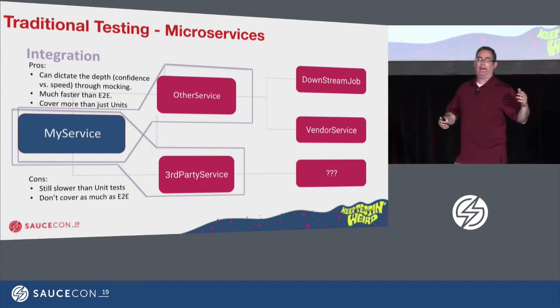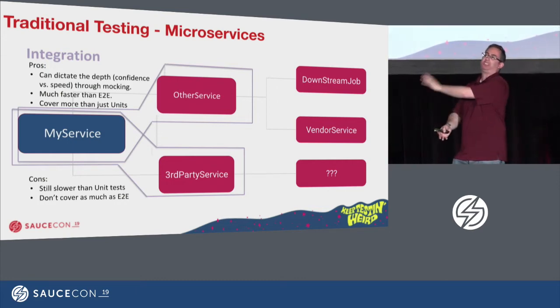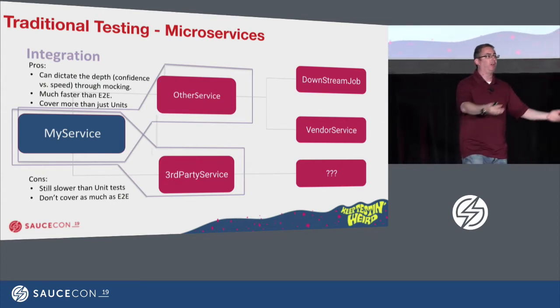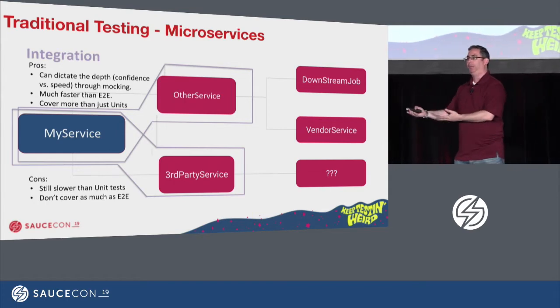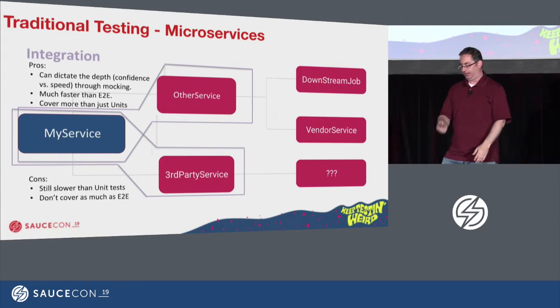But maybe we include everything all the way down, all the services down to the database. We just mock out the database call. That's more like an end-to-end test, right? So we get a lot more confidence that things are going to work all the way down the line. But again, we go back to that trade-off of speed because we're loading up more and more services, and it's more costly to do that kind of thing.